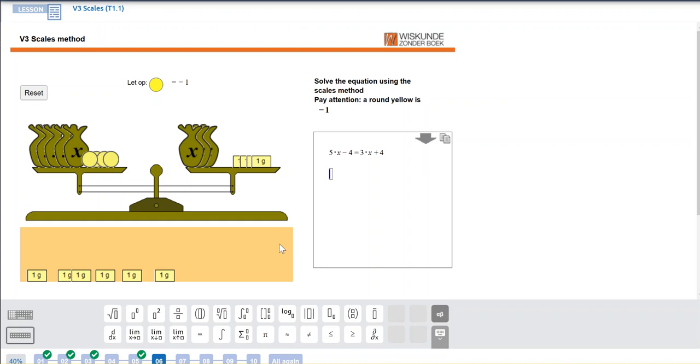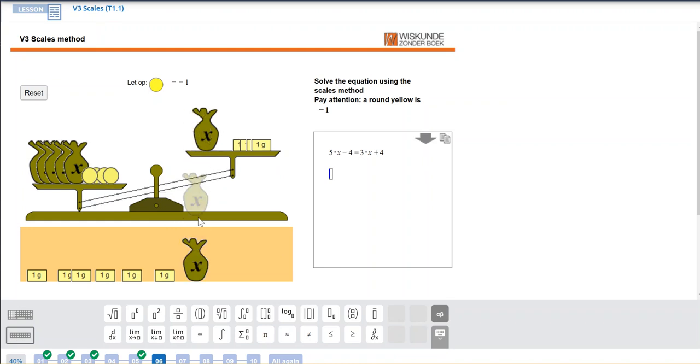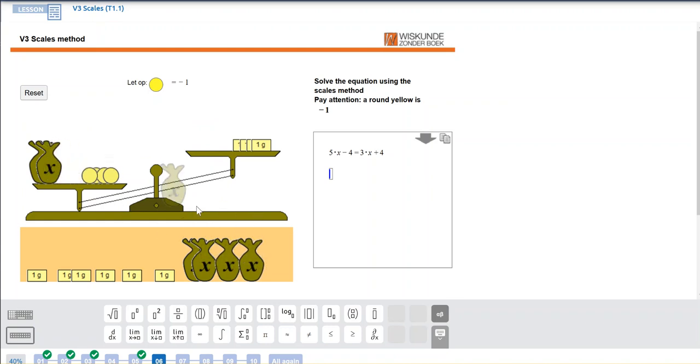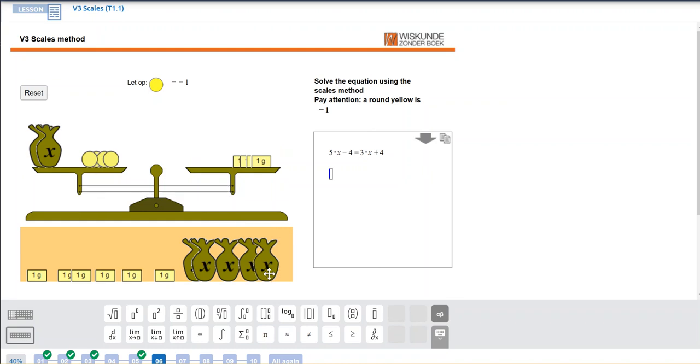Now, the first step is the same. Take away bags of marbles, as many as you can from both sides. So here I can take away 3 bags of marbles, and I can take away 3 bags of marbles on the other side as well, and then the scale will still be in balance. So the new equation that represents this situation is 2 times x minus 4 is equal to 4.